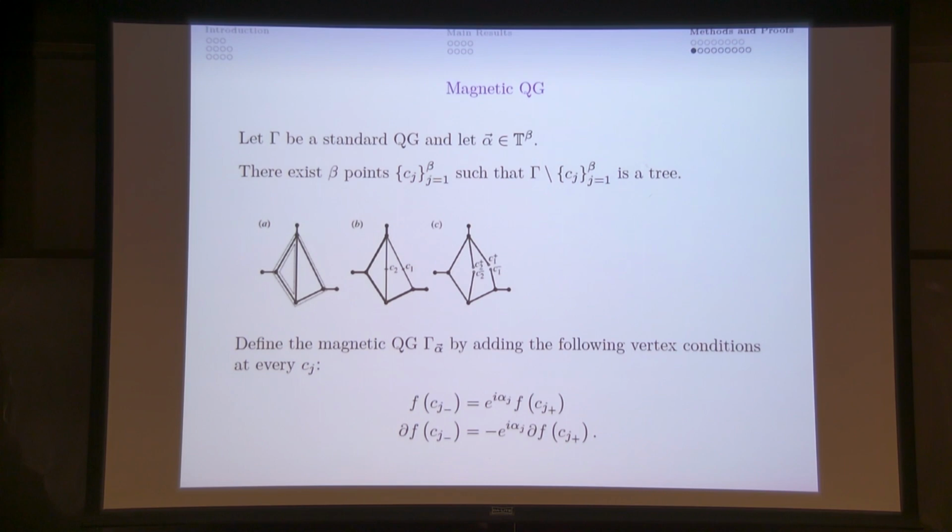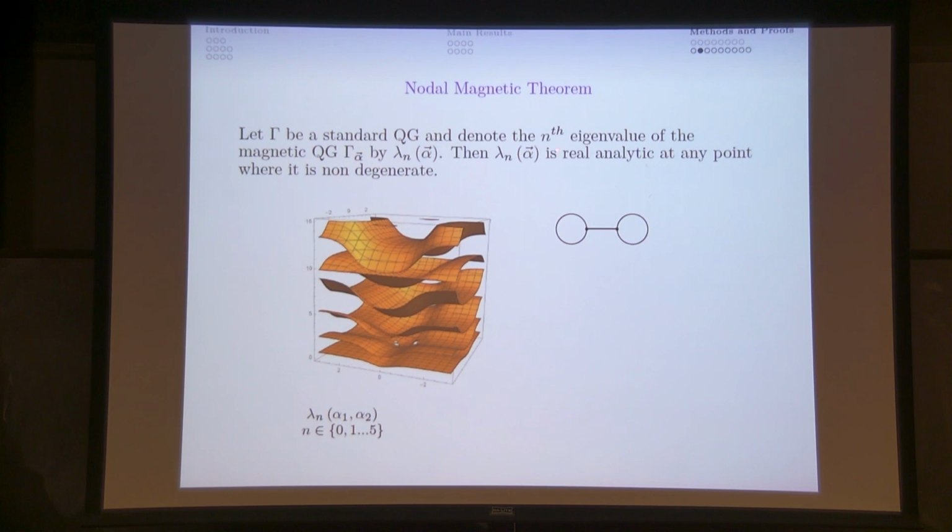And the main issue here is that now I have the eigenvalues. I'm starting with a standard quantum graph, inserting magnetic parameters. And now the eigenvalue as a function of this magnetic parameter is real analytic as long as I don't get degeneracies, as long as I don't get two bands touching. So in this picture, each band is the eigenvalue as a function of the magnetic parameters. This would be the zeroth eigenvalue, the first, second, third, fourth, fifth eigenvalue. And this nice picture can be related, I can talk about it later if anyone wants, to a dispersion relation manifold of an infinite periodic graph.